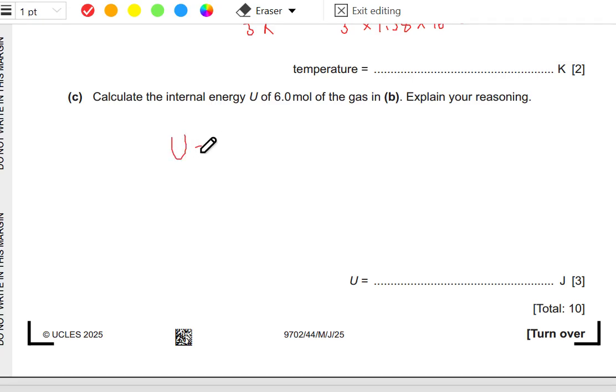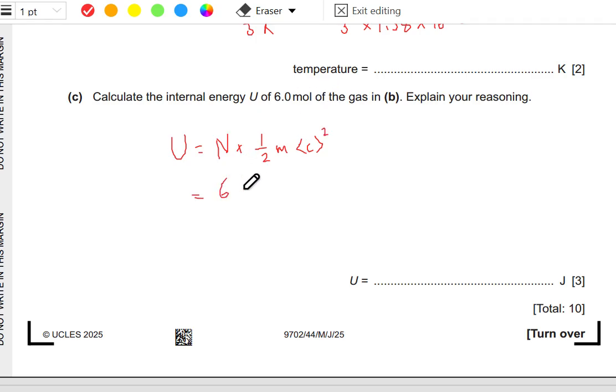So U is the sum of kinetic energies and the potential energies, and for an ideal gas, potential energy is 0, so it is only the sum of kinetic energies of molecules of the gas. So we can get it by multiplying the number of molecules times the kinetic energy of one molecule.